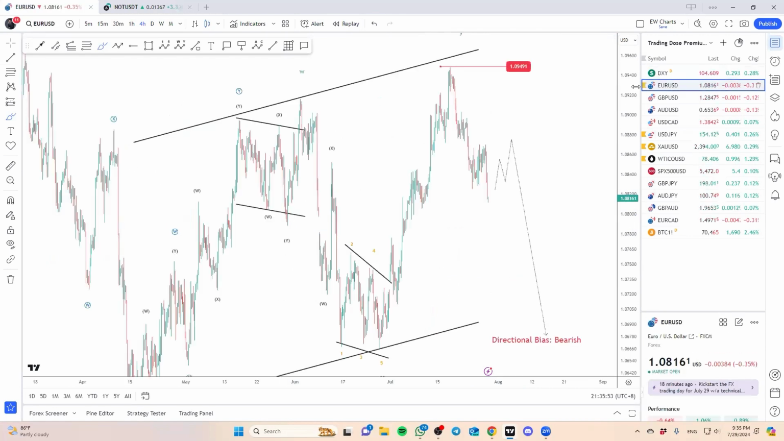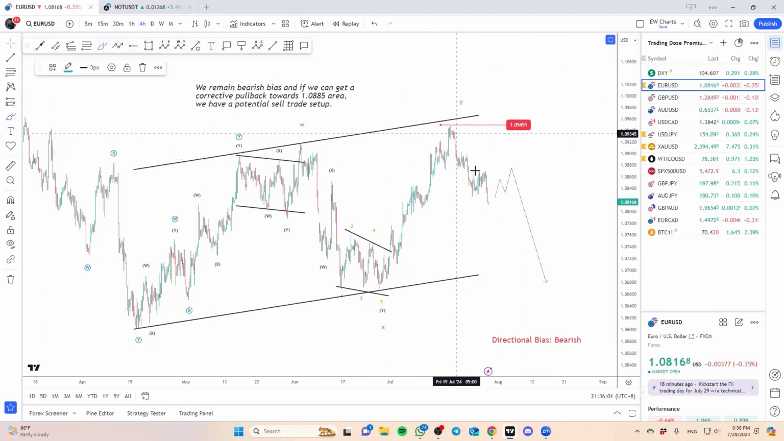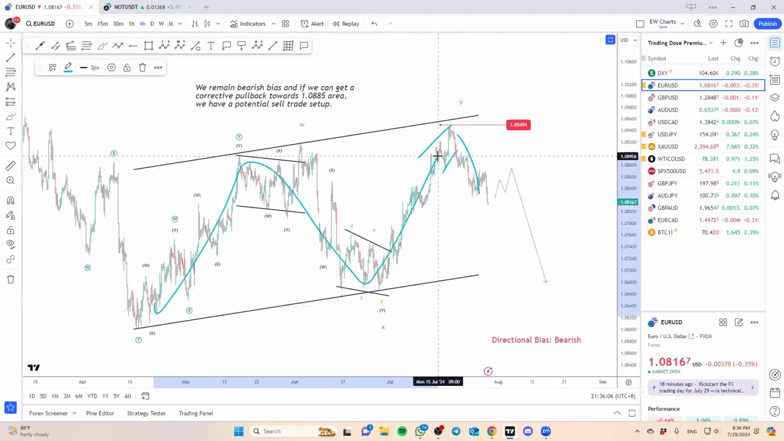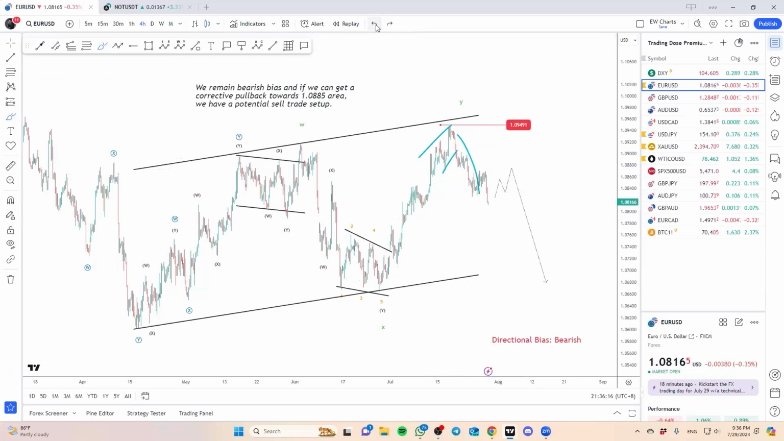Now, if you translate that to the euro dollar, then obviously we are going to be bearish. Over here, the market also put in a pretty decent rejection. So, kind of a corrective crawl structure, a 3-wave move here, very nice channel structure. So we're expecting continuation to the downside. If we can get any sort of a corrective pullback, that will be a sell trade setup.